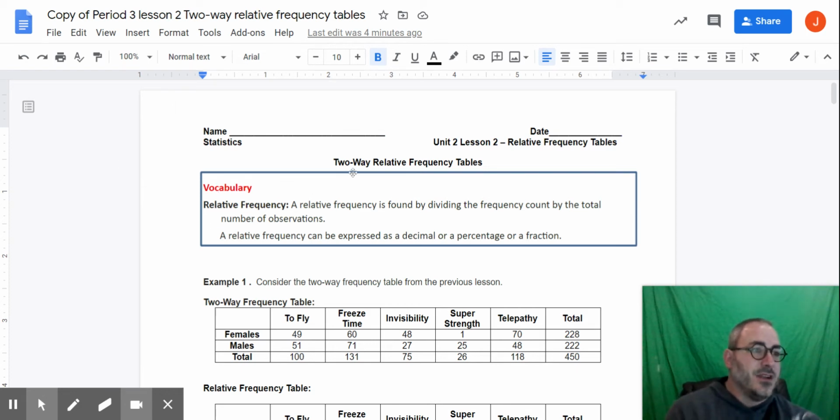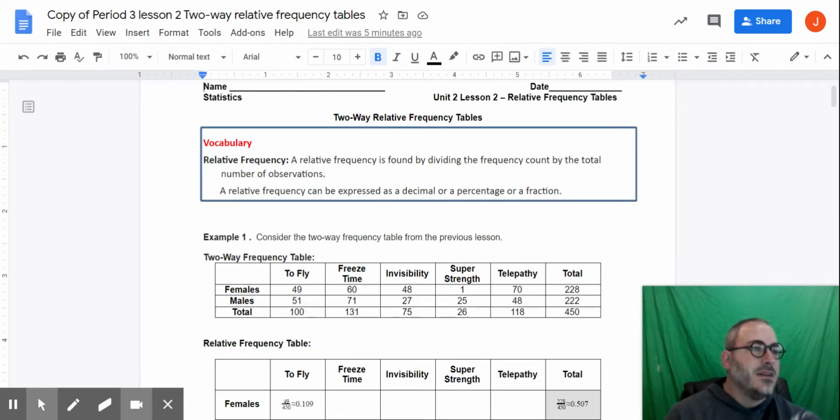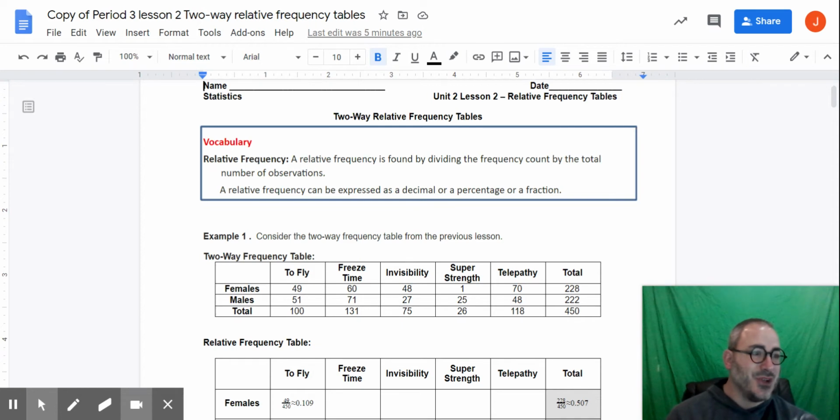So it should look like this. I'll make sure I was recording on the right page. A relative frequency is found by dividing the frequency count by the total number of observations. A relative frequency can be expressed as a decimal, a percentage, or a fraction. So here we have example one, which will show you what we're talking about.